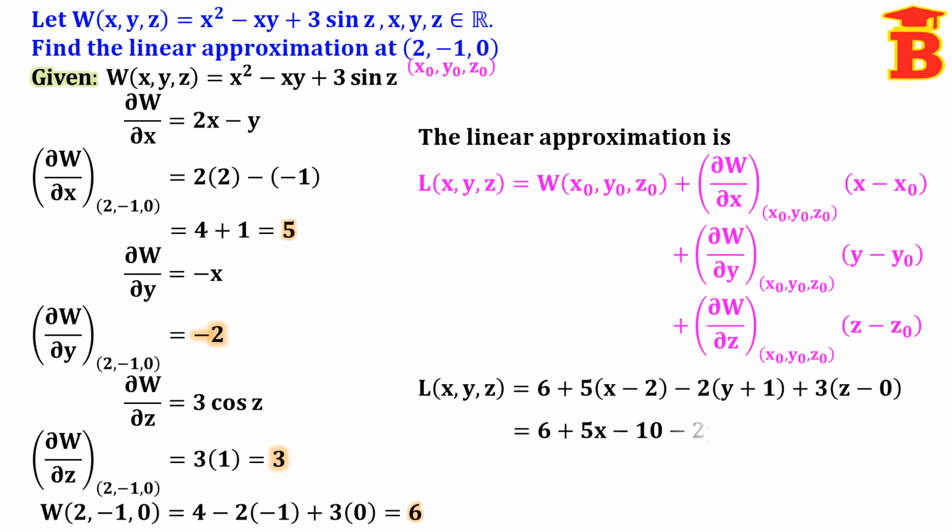So now this is equal to 6 plus 5x minus 10 minus 2y minus 2 into 1 minus 2 plus 3 into z, 3z. That is equal to 5x minus 2y plus 3z. Add the constant, 6 minus 10 minus 4 minus 2 is minus 6. So the answer is 5x minus 2y plus 3z minus 6.